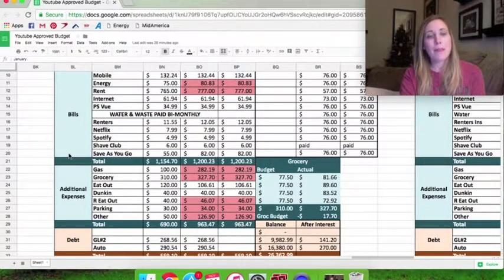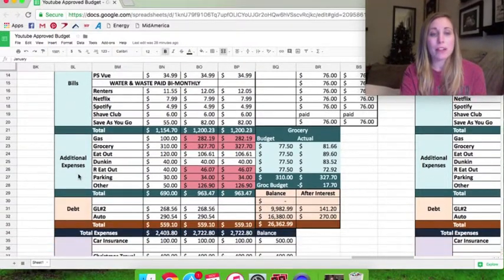And then we're moving down. You can see the total right here. We had budgeted $1,154.70, and it actually came out to $1,200.23. So we were a little less than $46 over budget for the month.